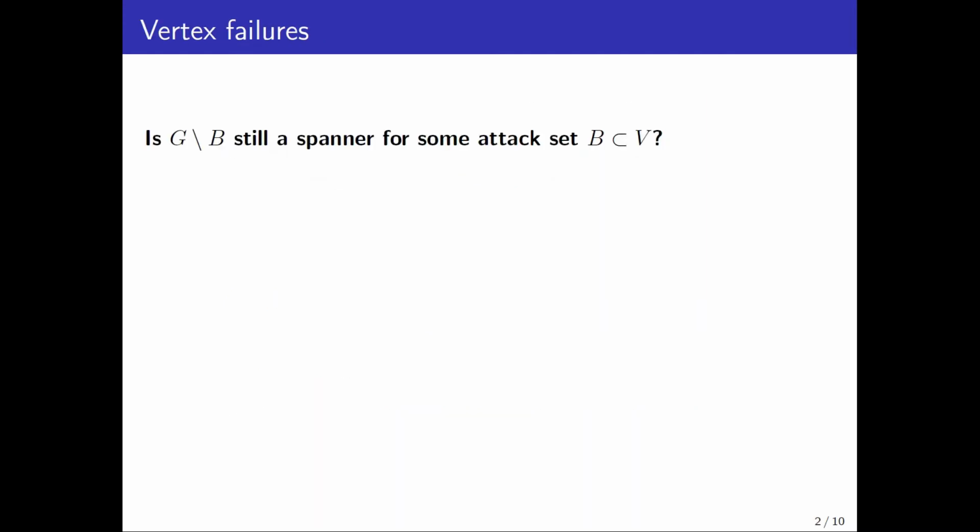Geometric spanners are natural objects, and there are several properties that you can analyze regarding spanners. One such property is their resistance against vertex failures. This is the one that we are going to investigate. So the setting is the following. We have a geometric spanner and there is an attack on this graph for a set of vertices that fail. We are interested in the spanner properties of the residual graph.